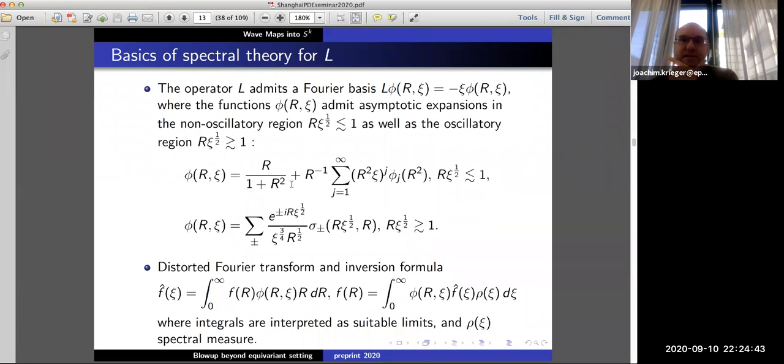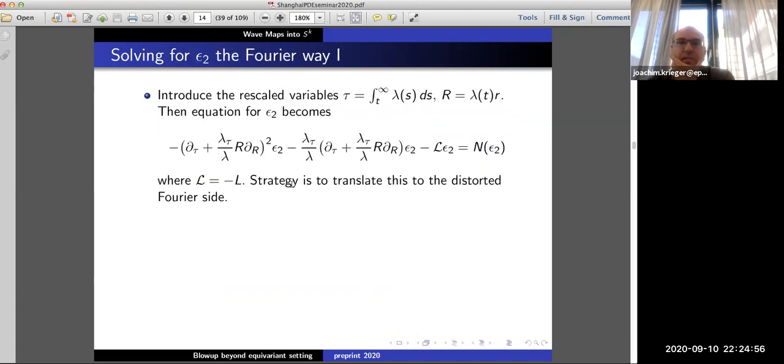It's the resonance. It's sort of a generalized root mode for the linearization of our problem. And this is, of course, linked to the symmetries, the scaling symmetry of the problem. Okay, so now I would like to use these Fourier methods to solve the corresponding wave equation.